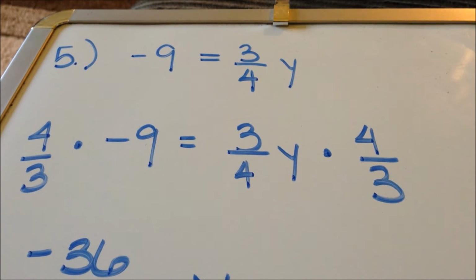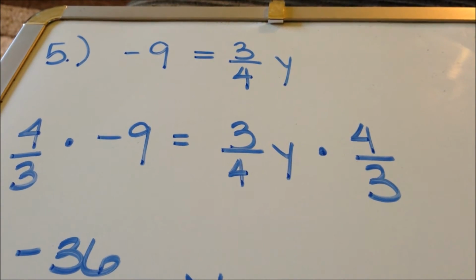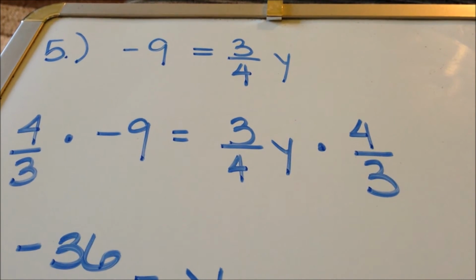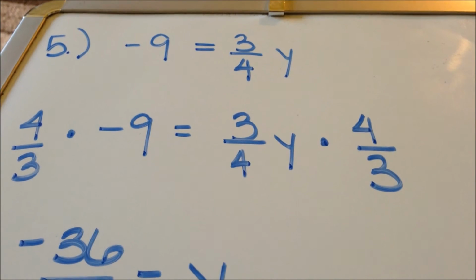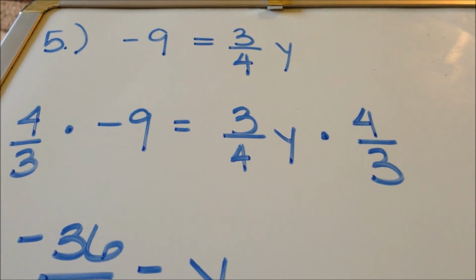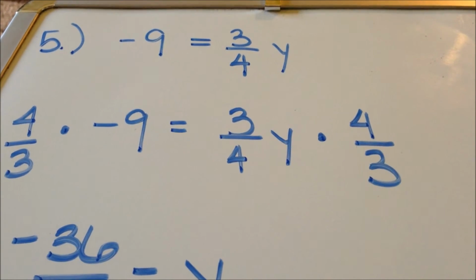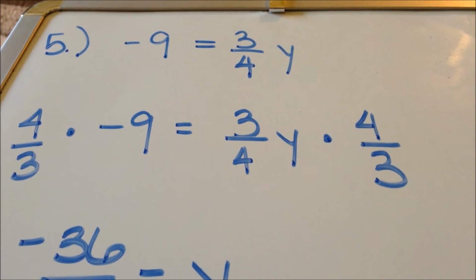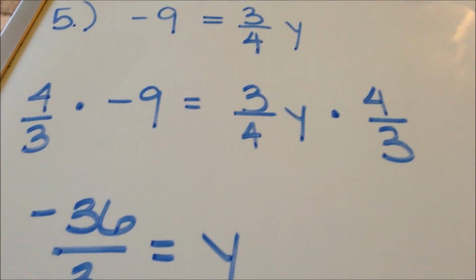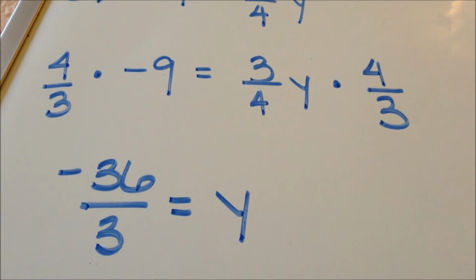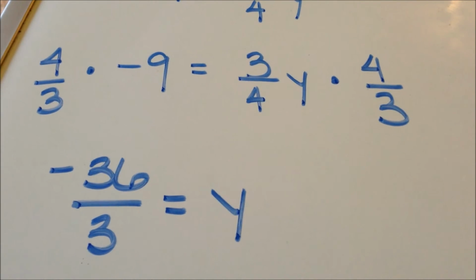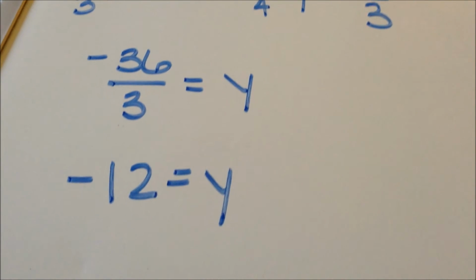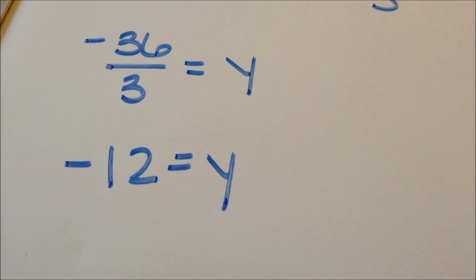Number 5, negative 9 equals 3/4 y. In one step, we can get the y by itself by multiplying both sides of the equation by the reciprocal of 3/4. The reciprocal of 3/4 is 4/3. What happens when you multiply by the reciprocal is you end up with 12 over 12y. 12 over 12 is simply 1y or y. So at this point we have 4/3 times negative 9 equals y, or negative 36 over 3 equals y. That reduces to negative 12. Our final answer is y equals negative 12.